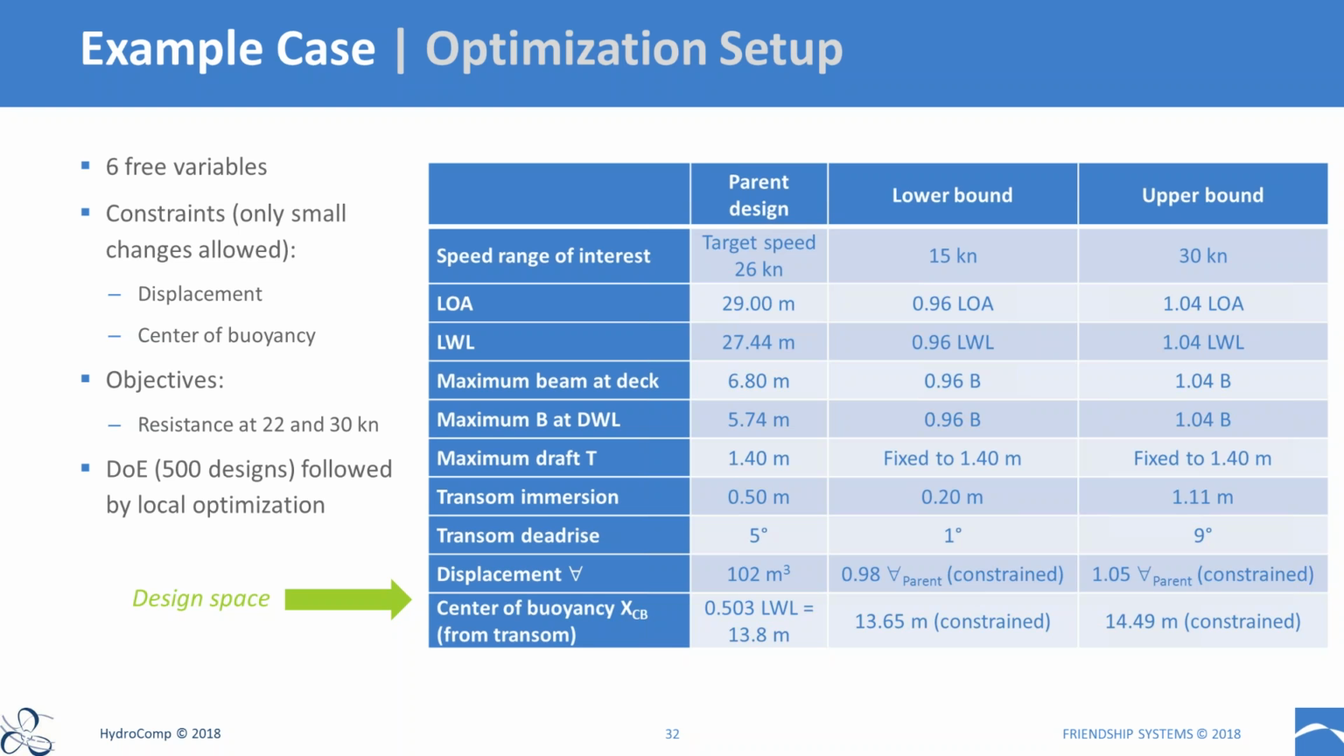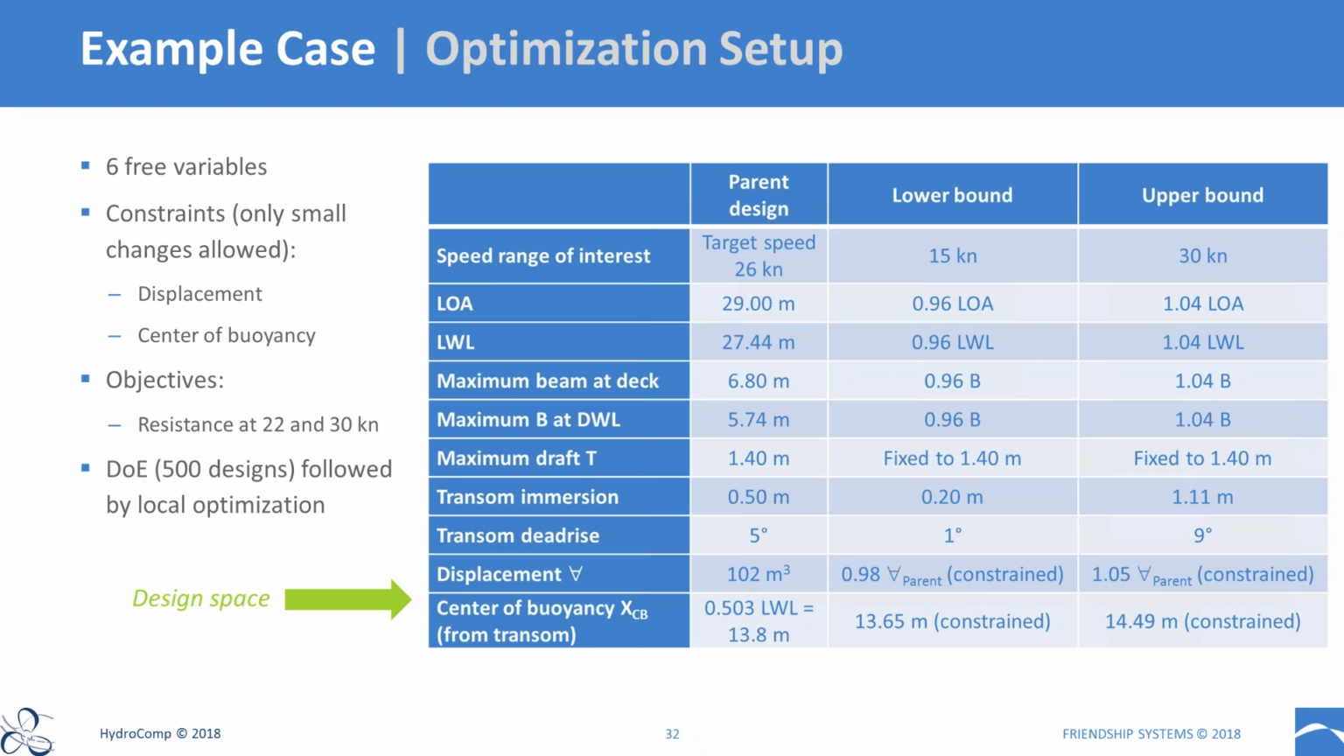And in terms of the process, we started the process with the DOE of 500 designs, which is very quick, of course, because the calculations here are done very, very rapidly. And we follow up this DOE with a local optimization. So when we have identified some good areas in our design space through the DOE, we can run local optimization within these areas.